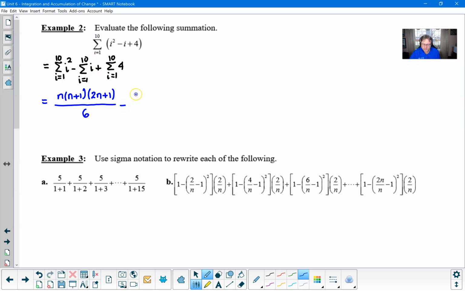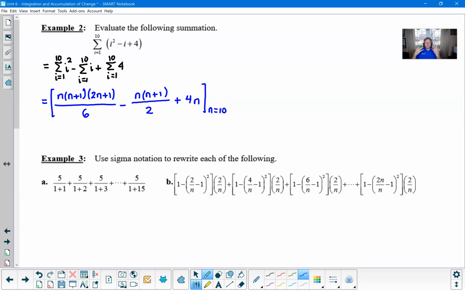And then the subtraction drops. The summation formula for i, that's the one that our little Carl Friedrich Gauss stumbled upon at the age of 5, and it looks like this. And then for the summation of 4, if you remember, that answer is just c times n, where c is 4, so you have 4 times n. And I note that all of these have the same upper boundary of 10. They all have the lower boundary of 1. Thank goodness. So that means that we can evaluate this such that n is equal to 10.